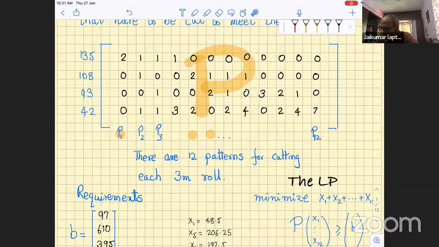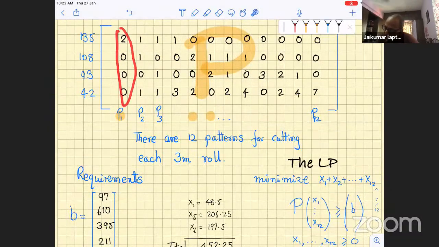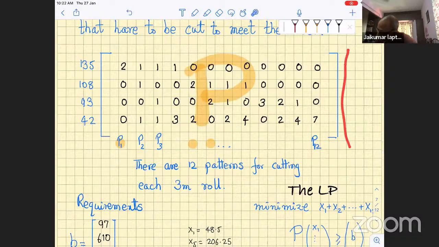And now, let's call this matrix P for patterns. Then the question is the following. We would like to know how many rows we need to cut in this pattern, how many in this pattern, and how many in this pattern. So we decide x1, x2, and so on up to x12. These are supposed to be some numbers.